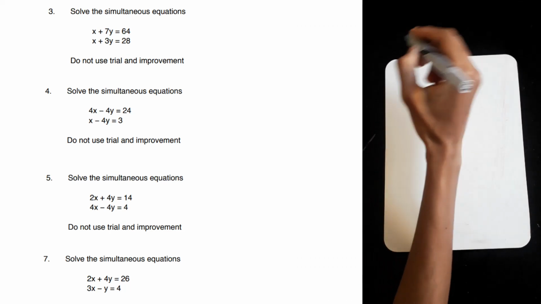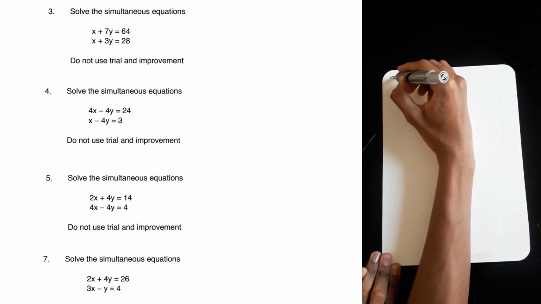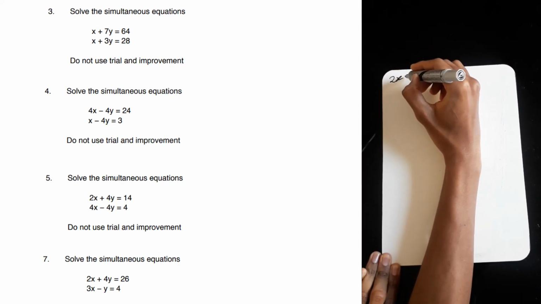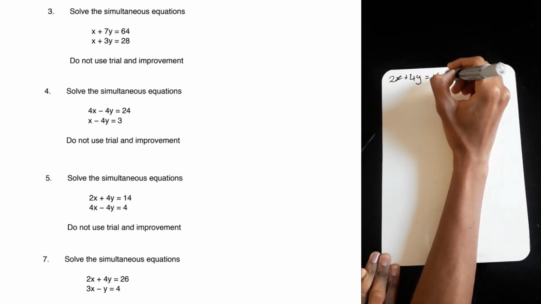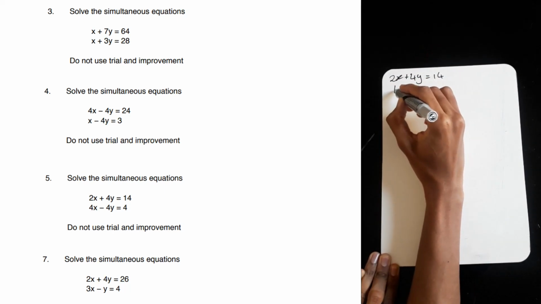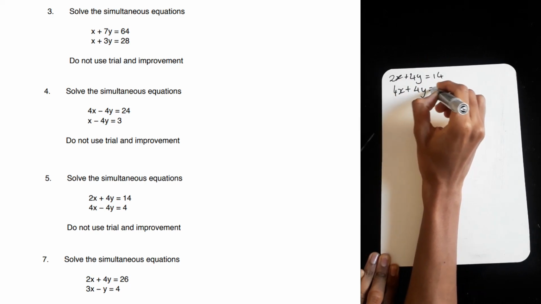All right, moving on to the next question, which is 2x plus 4y equals 14, and 4x plus 4y equals 4.